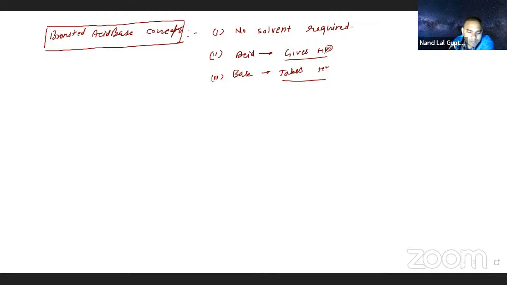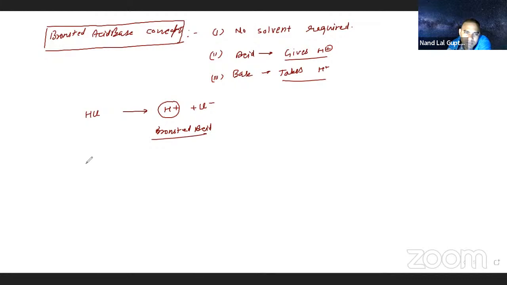Now, one more example. In the case of HCl, it is going to give H plus and Cl minus in the vapor phase itself. So it is giving H plus ion, so it is the Bronsted acid. Many things are the same. Bronsted acid and Arrhenius acid are the same. There is no difference in that.